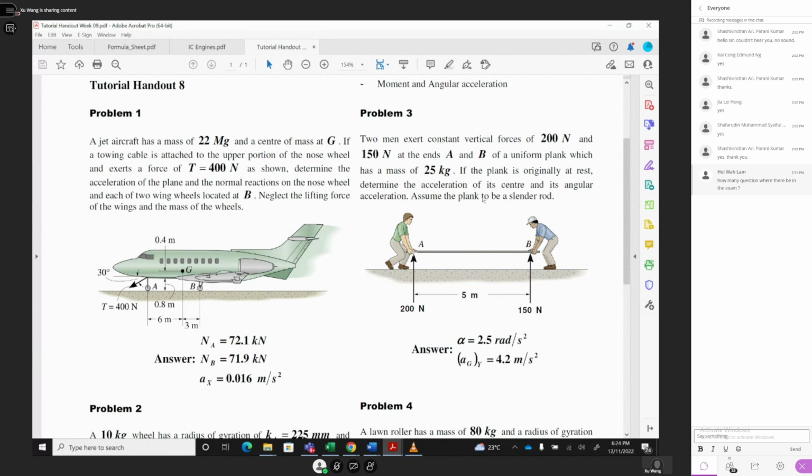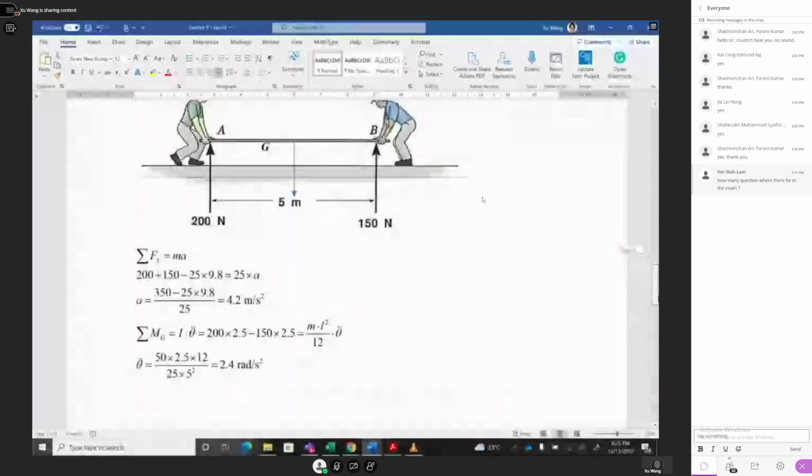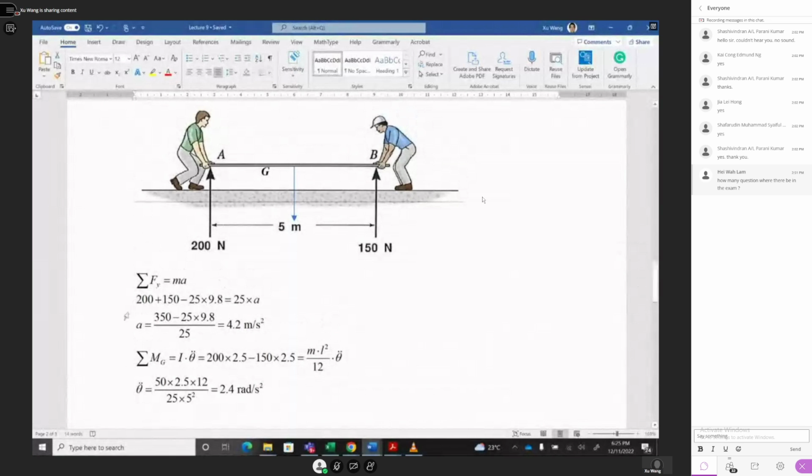What is I? For this rod, the rotational inertia will be 1/12 m L squared. That's the I, and theta double dot is what is to be solved. Then you can find theta double dot, the angular acceleration. So how do we solve this problem? We have sigma Fy: 200 plus 150 minus mg equal to m times a. Solving this, a equals 350 minus 25 times 9.8, divided by 25. You get 4.2, that's the center of gravity acceleration.